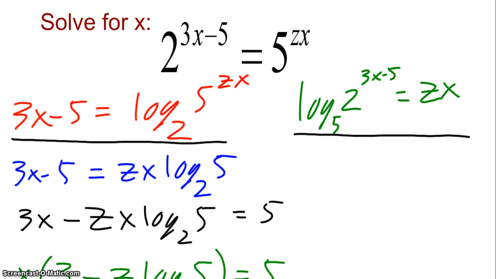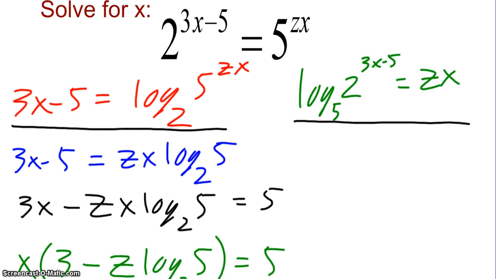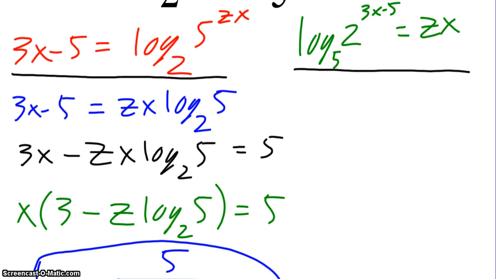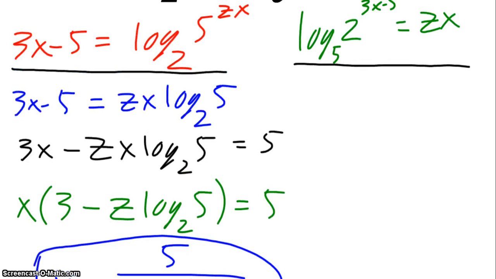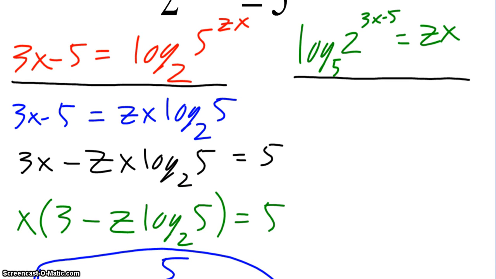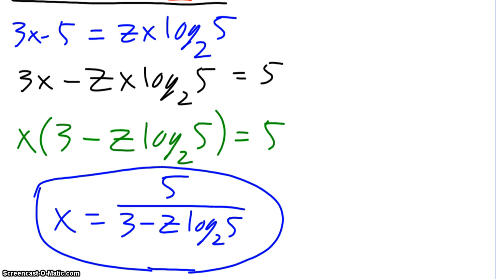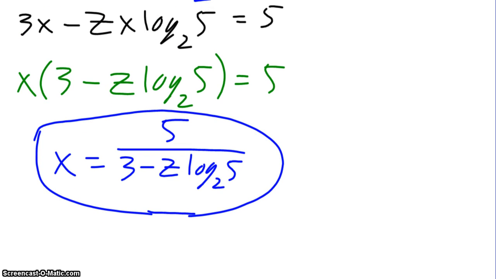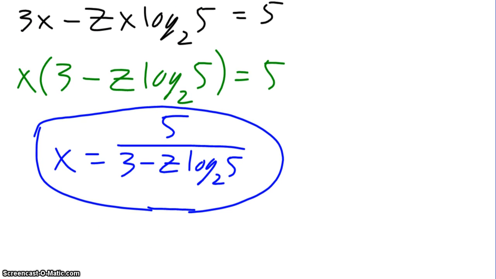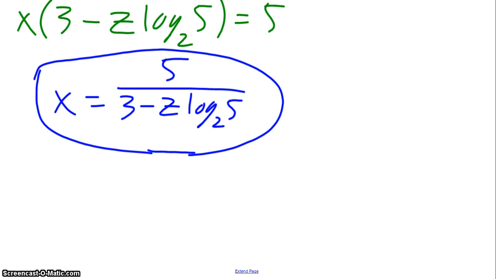So what I did, I changed this into 3x minus 5 equals log base 2 of 5 to the zx. I know my 2's and z's look very much alike. That's why the z's all have slashes in them. So now our goal is to isolate the x. So I brought all of the x terms over to one side. First I bring down the exponent here, bring the x's over to one side, factor out the x, and then divide by 3 minus z log base 2 of 5. So x equals 5 over 3 minus z log base 2 of 5.